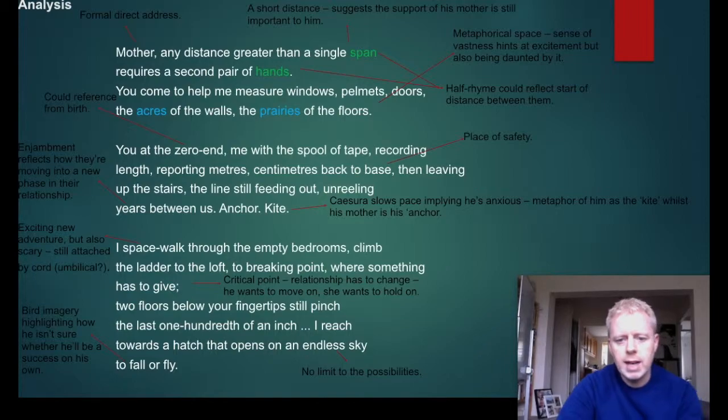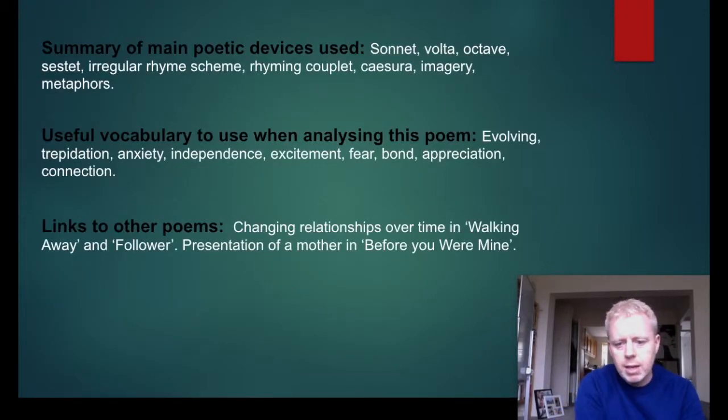Okay, so that's plenty of analysis on this poem to help you get your top grades. Just a summary then of the main poetic devices used. You need to incorporate these into your answer and explore their meaning. Sonnet, volta is turning point, octave, sestet, irregular rhyme scheme, rhyming couplet, caesura, imagery, metaphors. Useful vocab to use when analysing this poem: evolving, trepidation means kind of nervousness, anxiety, independence, excitement, fear, bond, appreciation, connection.